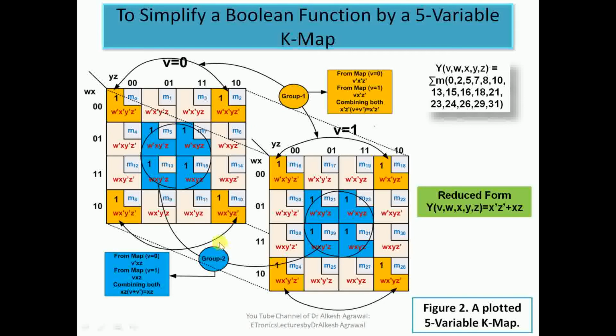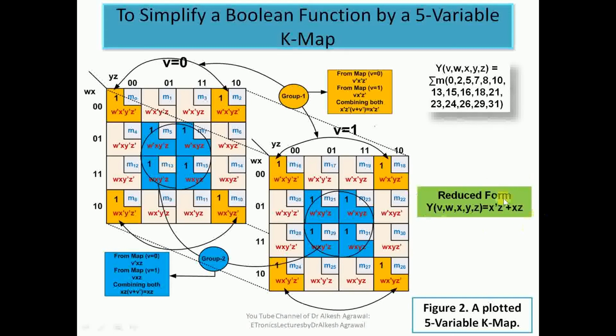Similarly for group 2, here v is 0, so we write v bar. Now we focus on these two rows where x is fixed and w is changed, so we get x. We concentrate on these two columns, where the z value is fixed and the y value changes from 0 to 1, so we get z. So we get v bar x z. Similarly in the other map, v is 1, so instead of v bar we have v, and x z. If we combine these two values we get x z common, and v or v bar is 1, so we get x z. So the final reduced form is x bar z bar or x z.